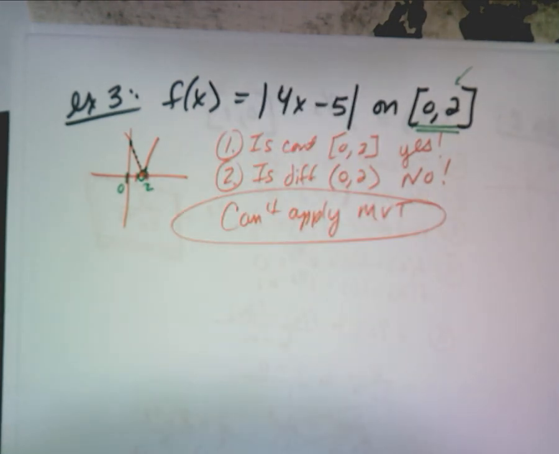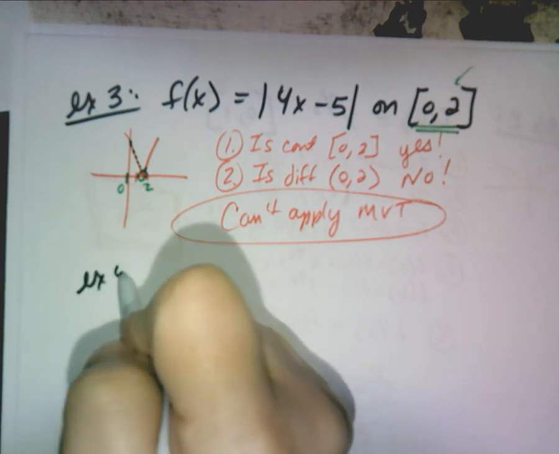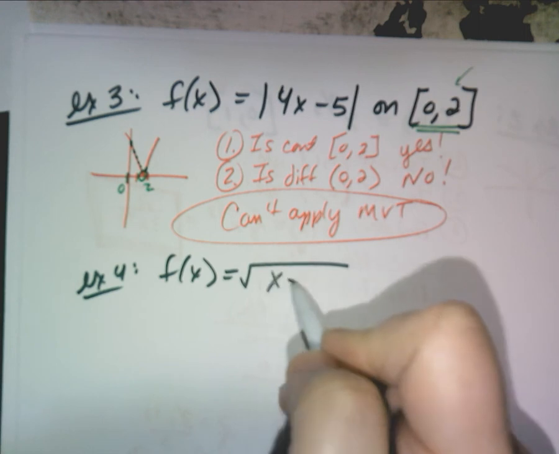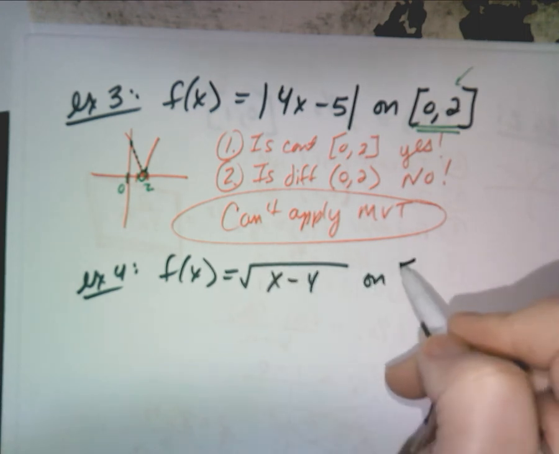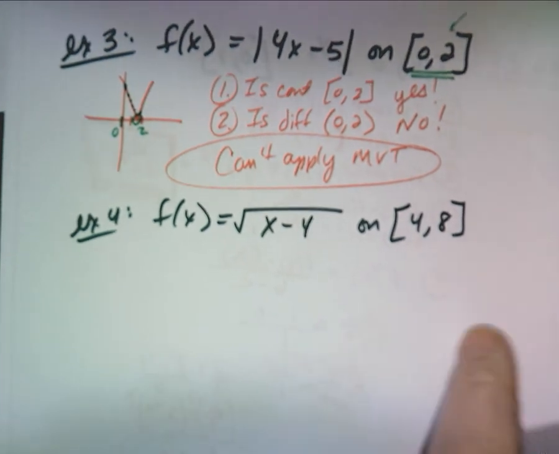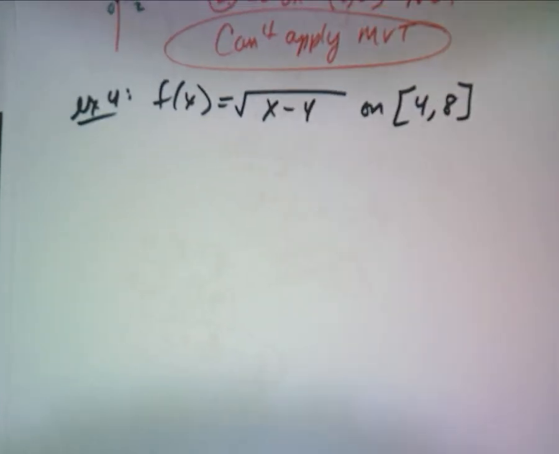Okay. All right. One more. Our last example. f of x equals the square root of x minus 4 on the interval 4 to 8. You should all know what this looks like without the calculator. What does this look like?